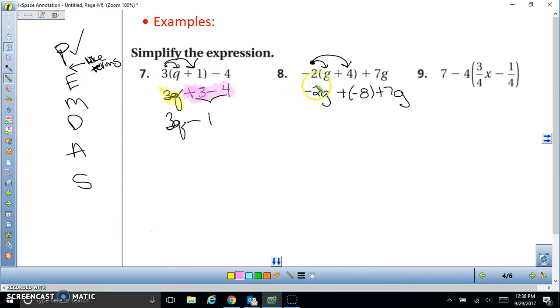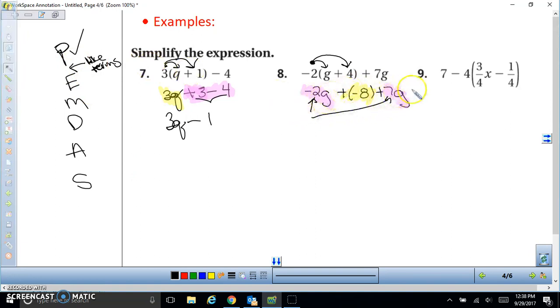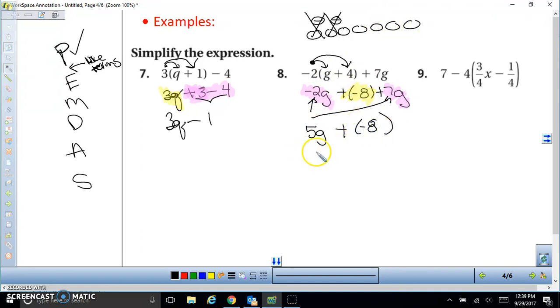Let me take my highlighter out. G, number with no variable. All right, let's combine our two pinks. Negative 2g plus 7g: negative 2g plus 1, 2, 3, 4, 5, 6, 7 g's leaves us 1, 2, 3, 4, 5 g's. 5g, plus we still have that negative 8, or you could have written it as 5g minus 8. Same thing. Awesome. Let's do our last example.